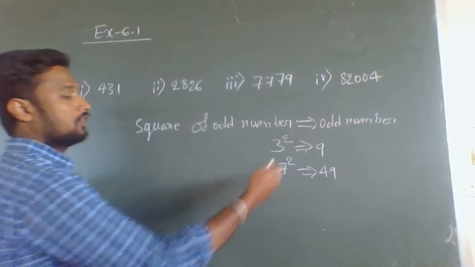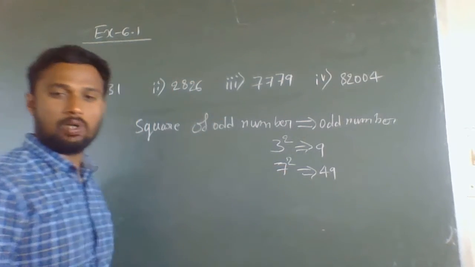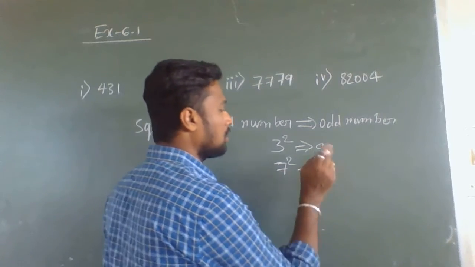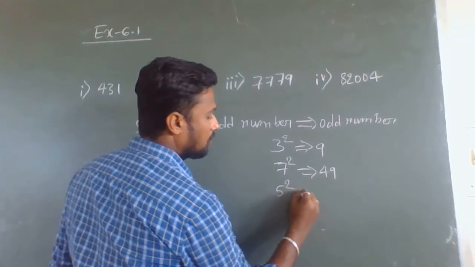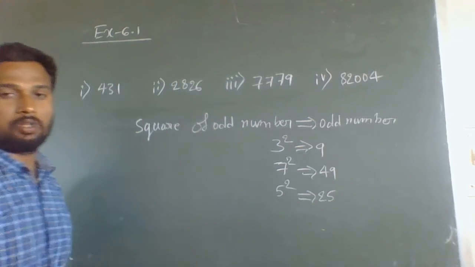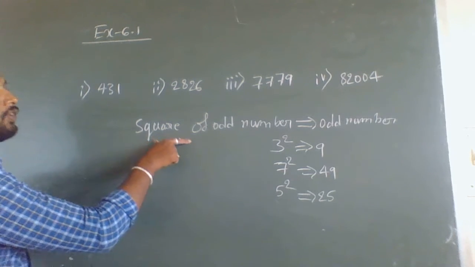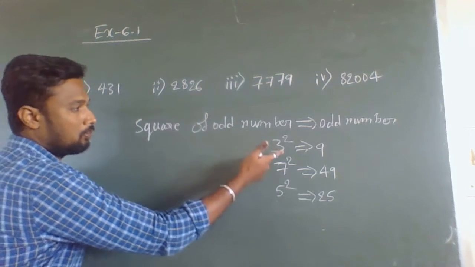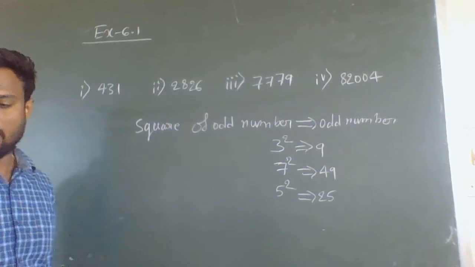So here, 7 is an odd number and 49 is also an odd number. Or you can take another example: 5 square is equal to 25. Here these two are odd numbers. So now what did we get to know? The square of an odd number will always be an odd number only.